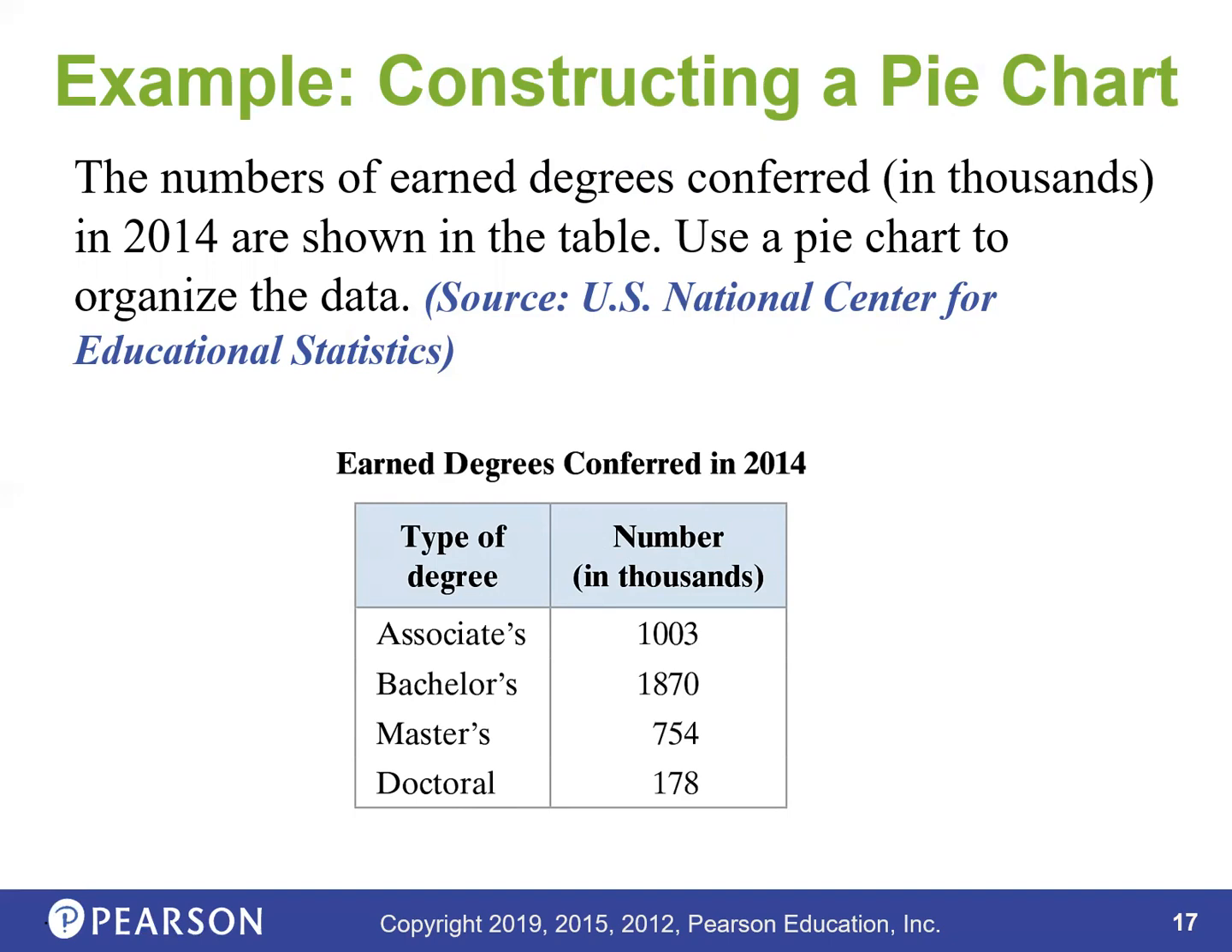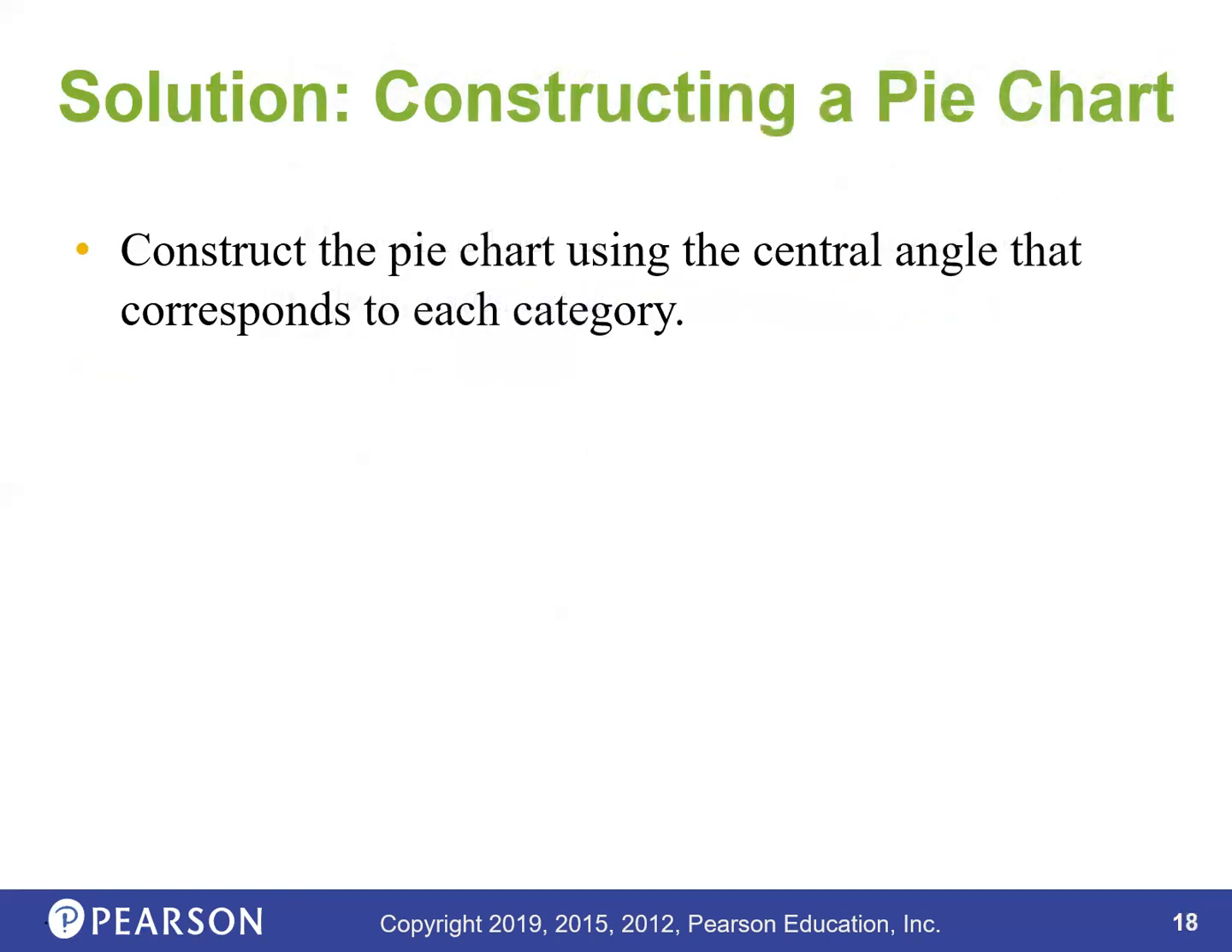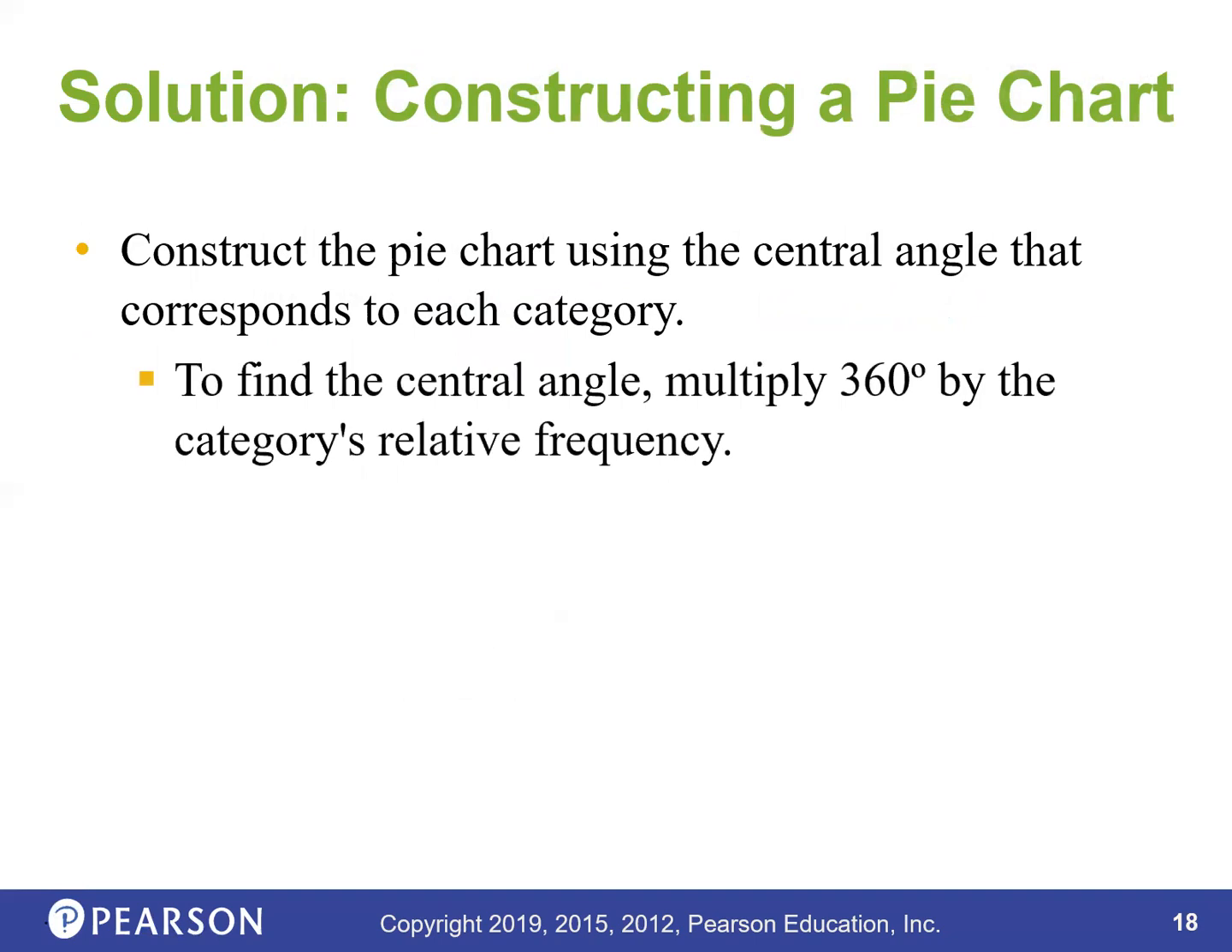Anyways, 1,000, 1870, 740, 168. I'm going to let you go. Let me get a little more work here. So we're going to construct a pie chart. I'll see your work here in just a second. Let me give you a little bit of a thing here.